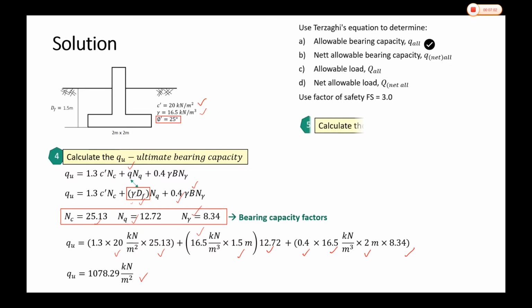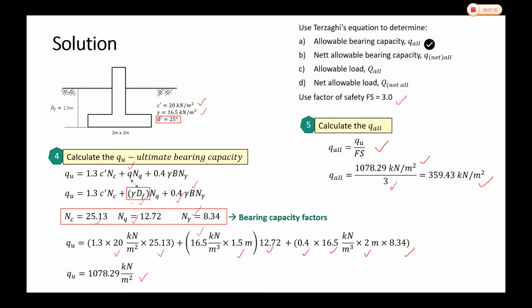All right. So we can calculate the Q allowable using this equation. Q ultimate bearing capacity divided by the factor of safety. So we just calculate the Q ultimate. Now we divide it by the factor of safety given in the question. So we have this value for the Q allowable: 359.43 kilonewton per meter square.